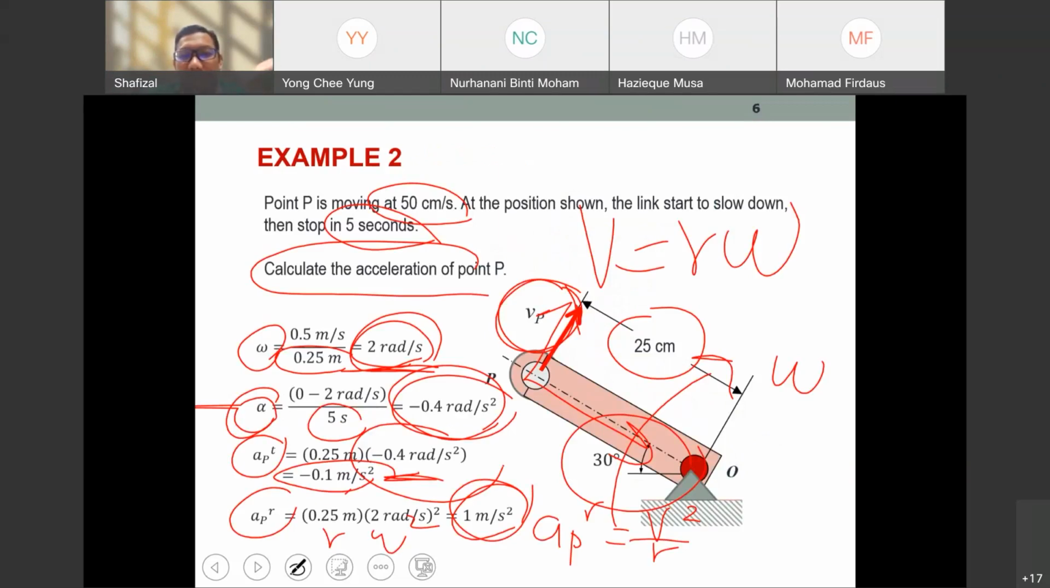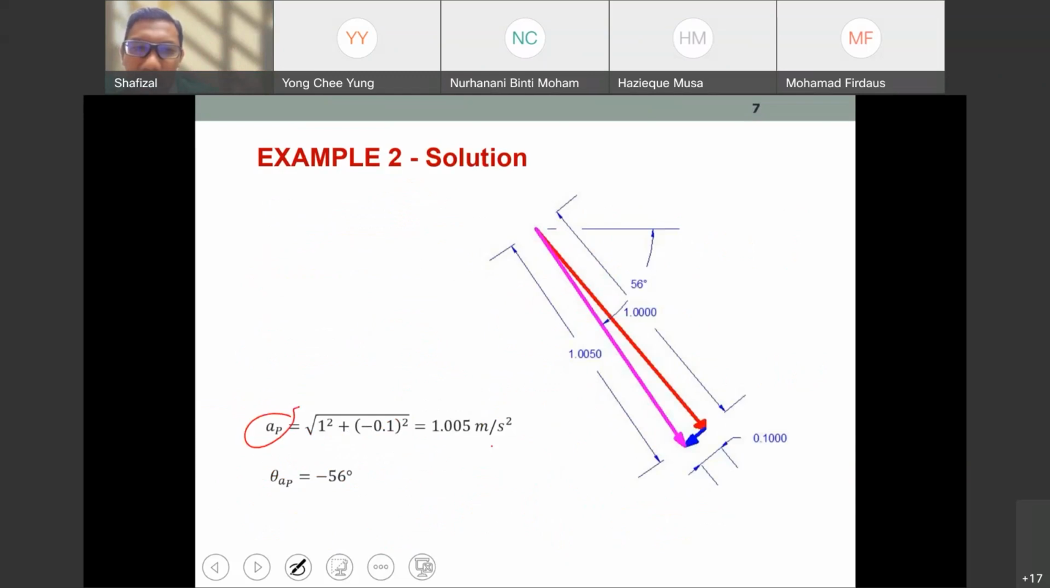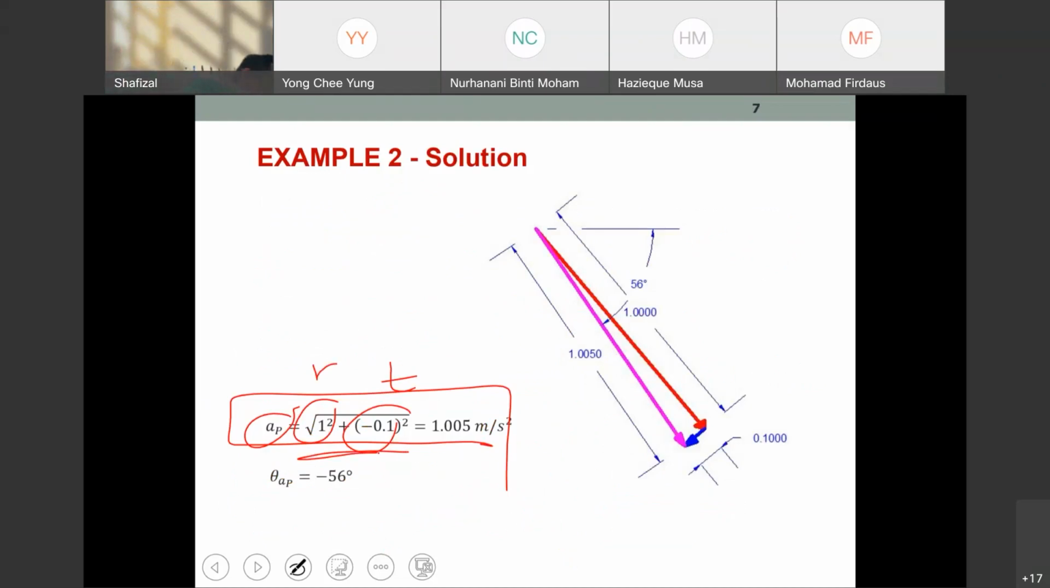So in terms of tangential and radial, we need to find its what? What do we call this? Resultant. So we have tangential, we have radial. Tangential 0.1, radial 1. This is radial, this is tangential. We square them, then we take the square root. So the answer is 1.005 for the acceleration at point P, or the link. The acceleration of the link is 1.005 meter per second square. So that is the acceleration.